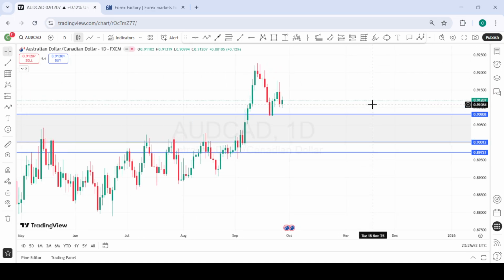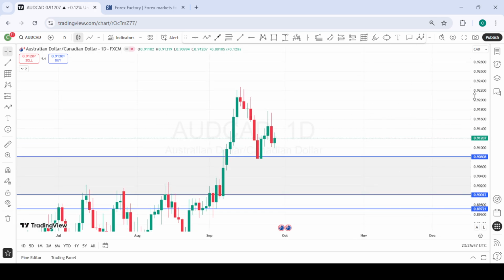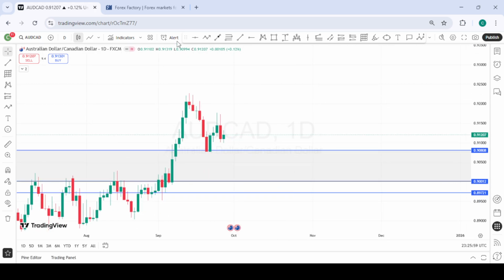We also have here AUDCAD. On AUDCAD, we are very bullish. Going forward, we'll be looking forward to a possible pullback or a deeper pullback into this zone for price to give us buying opportunities to the upside.